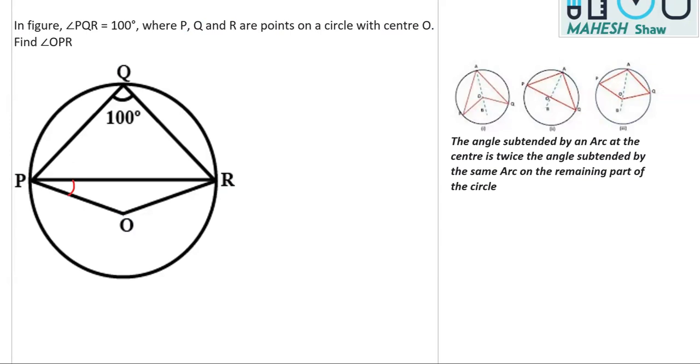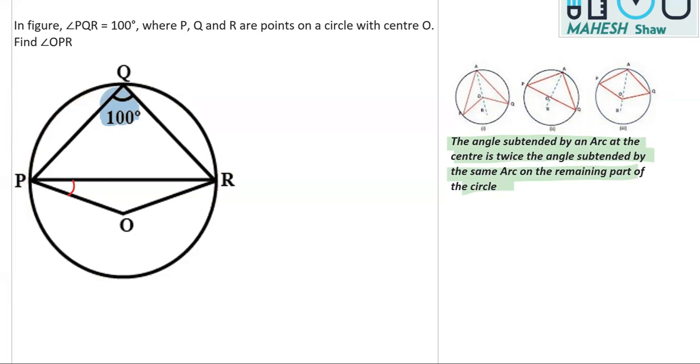Well, this question is based on the property that the angle subtended by an arc at the center is twice the angle subtended by it on the remaining part of the circle. Now let's consider this angle. It is very important to understand which arc this angle is subtending. This is subtended by the major arc PR and not the minor arc. Minor arc should be this.